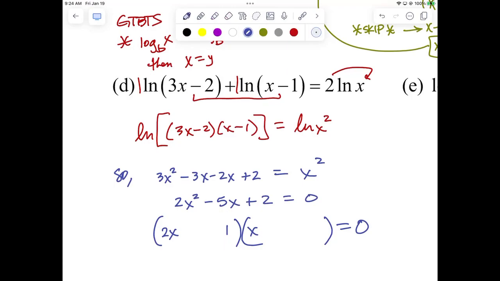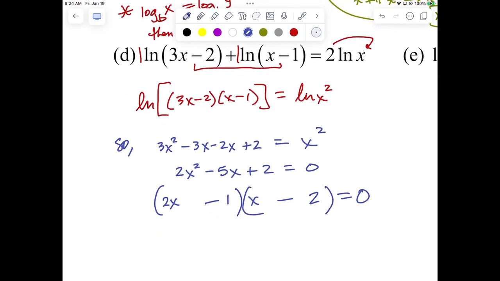So it's got to be the 1-2 combo. That gives me a 4 on the outside, a negative 4 on the outside, and a negative 1 on the inside. And that gives me a negative 5 sum. And then the last two, the product, is positive 2. That works, doesn't it? Okay.